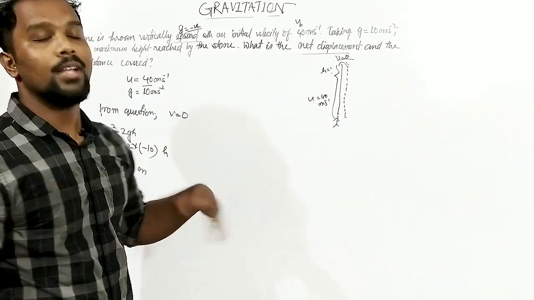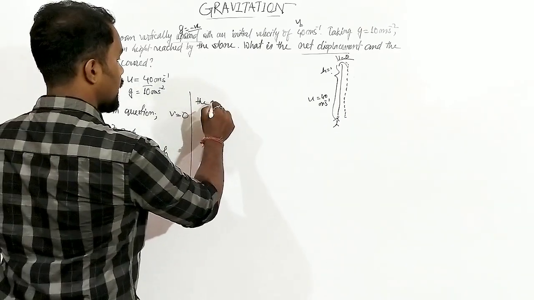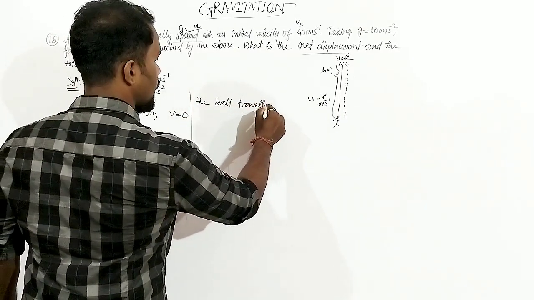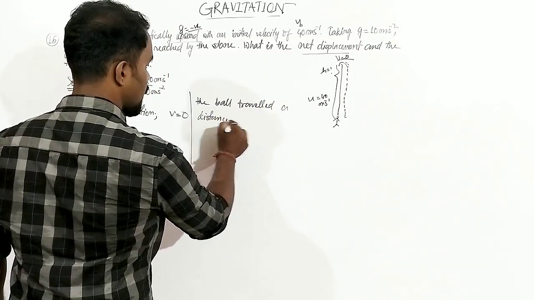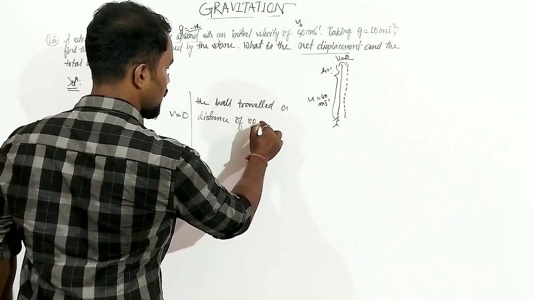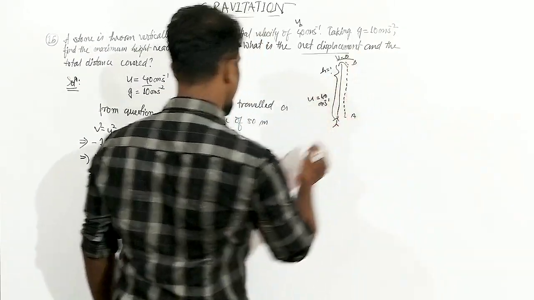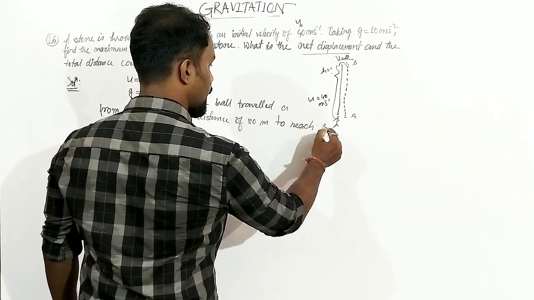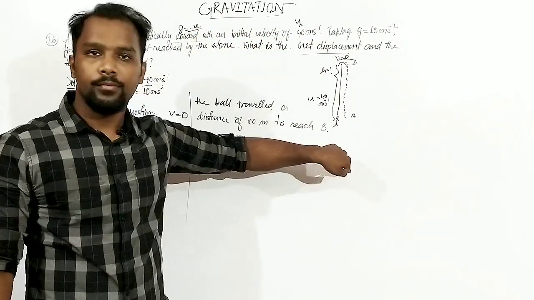Simply height, that means the ball traveled to that position, the height was 80 meters. So accordingly, the ball traveled a distance of 80 meter. Okay, I'm just going to name some points. This is the A position, this is the B position, right? 80 meter to reach B, right? Again, it will reach from B to A, right?